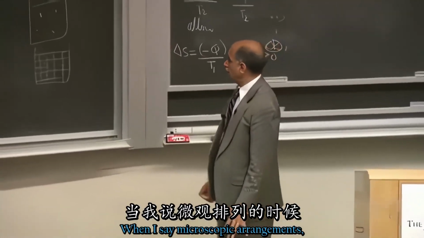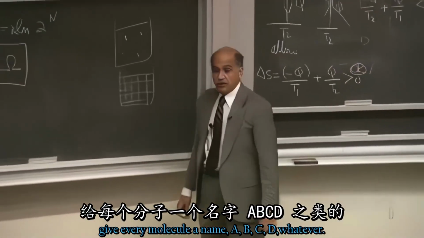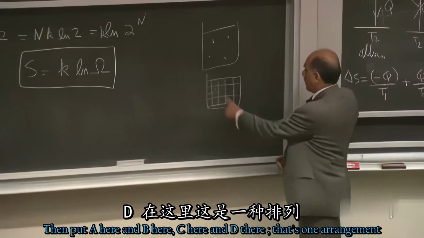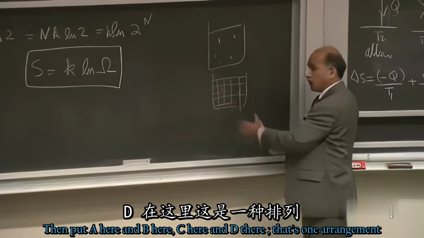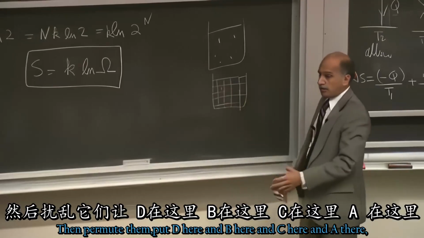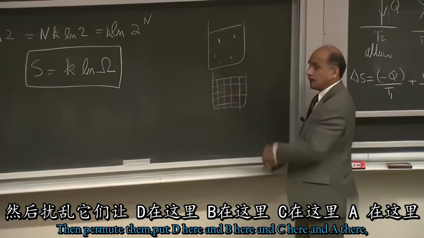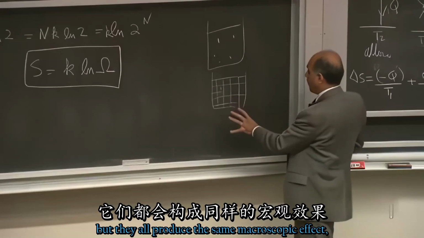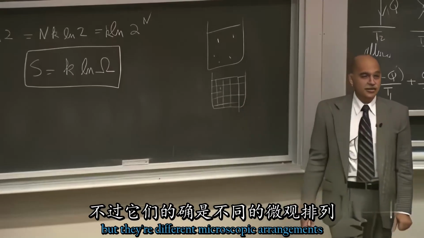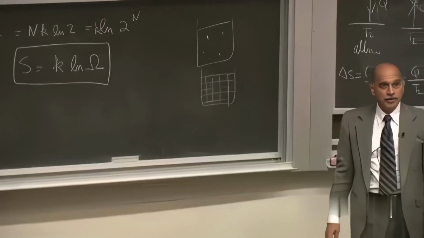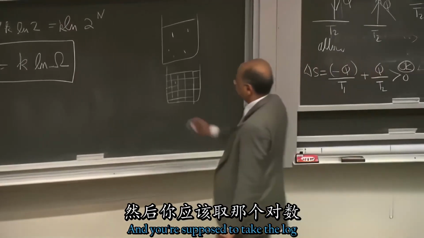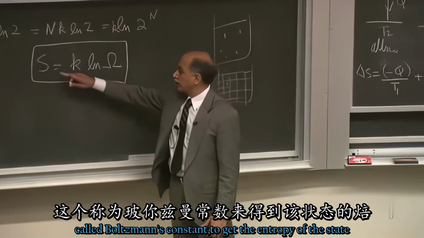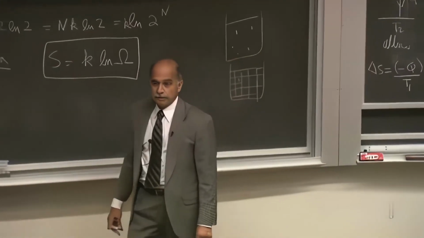When I say microscopic arrangements, I really mean the following. Give every molecule a name. A, B, C, D, whatever. Then put A here and B here, C here and D there. That's one arrangement. Then permute them. Put D here and B here and C here and A there. That's another arrangement. To my naked eye, they all look the same, they all produce the same macroscopic effect, but they're different microscopic arrangements. And you're supposed to take the log of the number of these arrangements multiplied by this constant called Boltzmann's constant to get the entropy of a state.